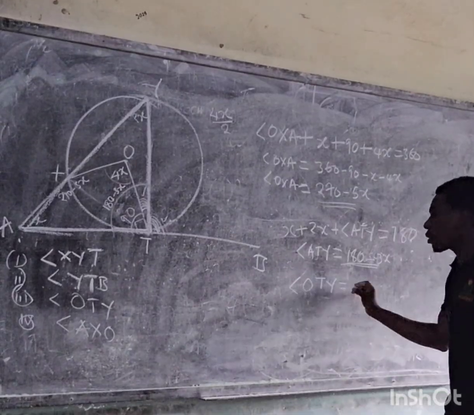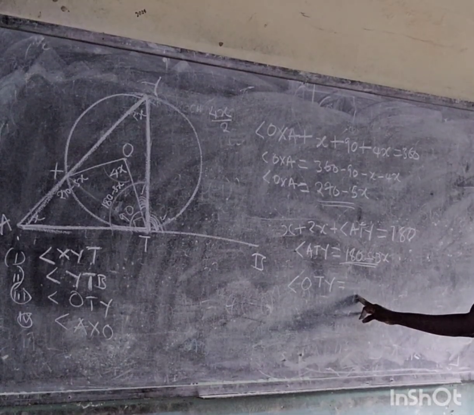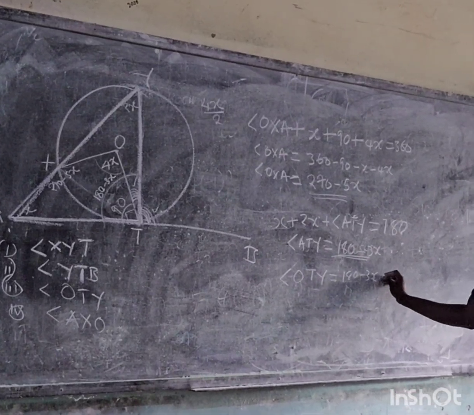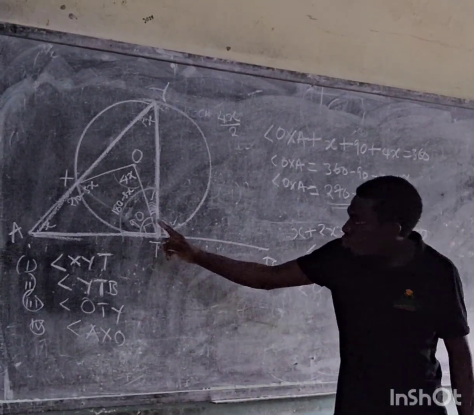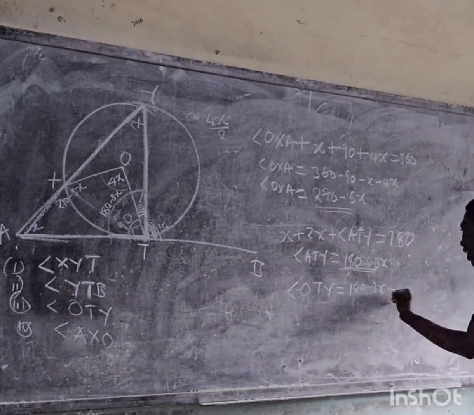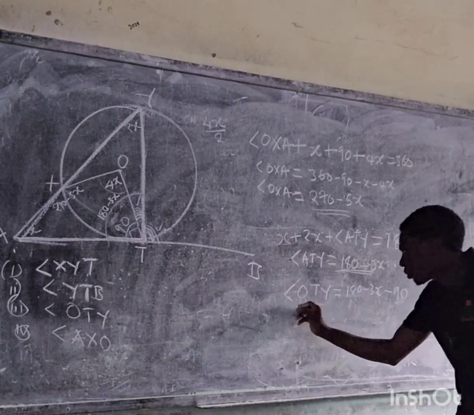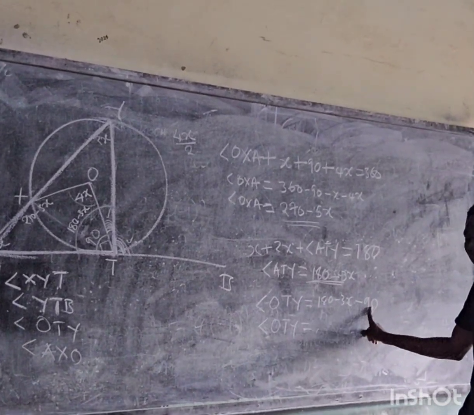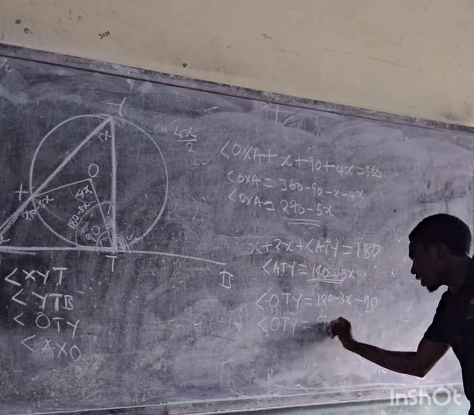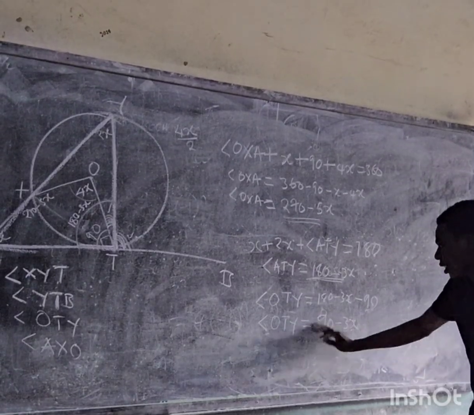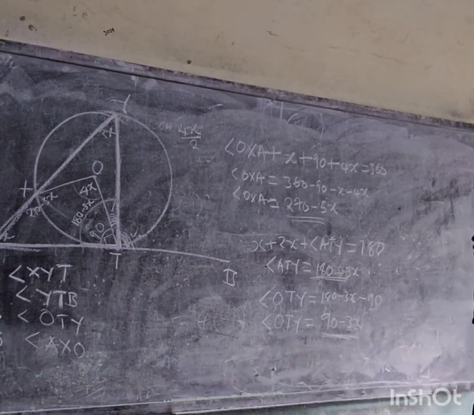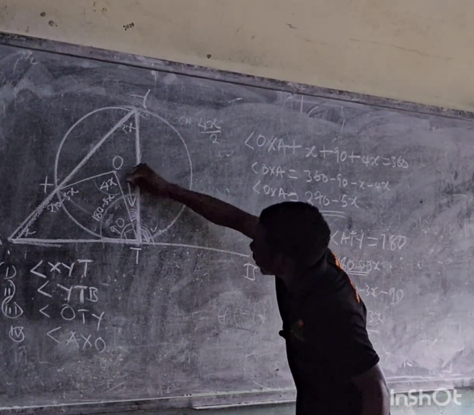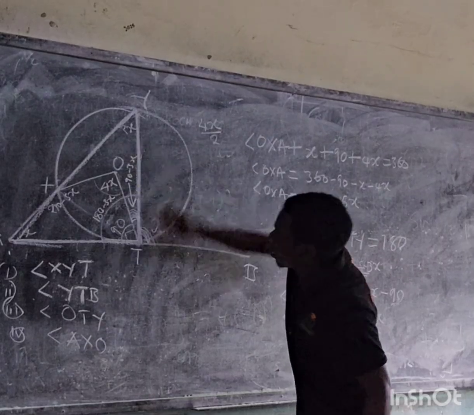The smaller angle. So we are going to say this is equal to the bigger angle, which is 180 minus what? 3x. Is that okay? Minus the smaller angle which we are subtracting, which is 90. So minus 90 like this. And then we are going to say angle OTY is equal to 180 minus 90, which is 90. So we have 90, then minus 3x like that. So what we are going to have is 90 minus 3x. Which angle is that? This one here is 90 minus 3x.